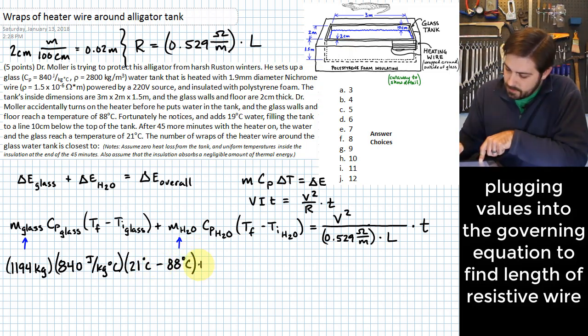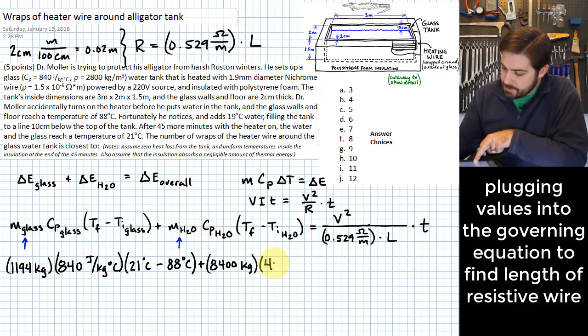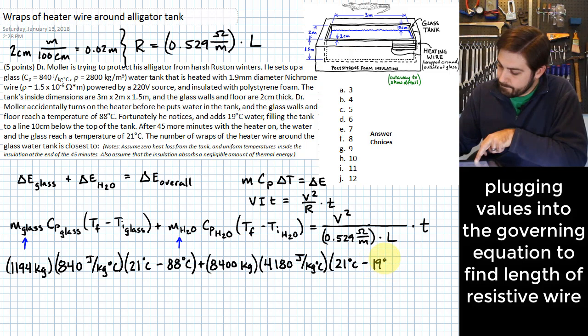Okay. And to this we are going to add the mass of the water, which is 8,400 kilograms. Our familiar number that we're getting used to now is 4180 joules per kilogram degree C as far as the specific heat of the water. And then we'll multiply by the final temperature of the water, which is 21 degrees C, minus the initial temperature of the water, which is 19 degrees C.